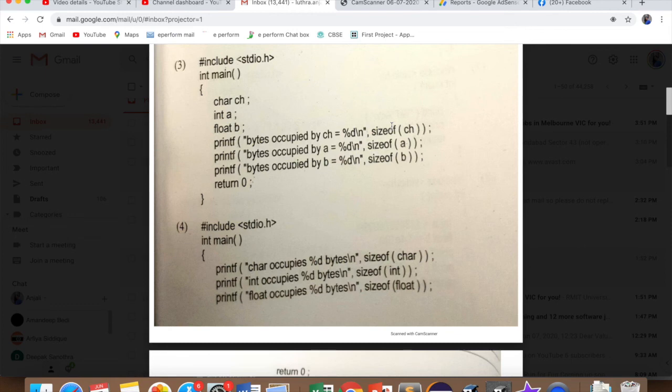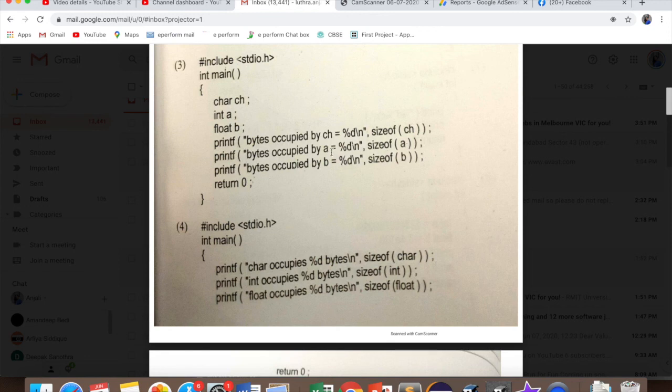So what you have to write in the output of this is simply that how much memory is being taken by every variable. Like the first printf, it says bytes occupied by ch is equal to %d sizeof ch. So ch is a character variable, so it should print 1. So bytes occupied by ch is equal to 1. The second one says bytes occupied by A is equal to sizeof A, that is 4. So bytes occupied by A is equal to 4. Then bytes occupied by B is again 4 because a float takes 4 bytes in the memory.